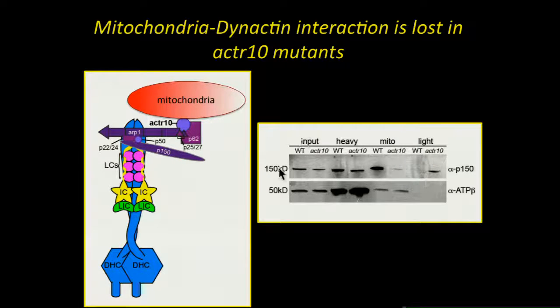When we look at the input, you'll notice that there's equal levels of P150 in wild type and ACTR10 mutant pools. This is similar in the heavy fraction. But when you look at the mitochondrial fraction, you'll notice that there's a strong reduction in the amount of P150 in the ACTR10 mutant pool, indicating that when you pull mitochondria down in this fractionation assay, in the absence of ACTR10, you're not able to pull down the dynactin complex as well. Importantly, this is not because P150 is being degraded, as it's just shifting over to a lighter fraction. So this tells us that ACTR10 is essential for binding mitochondria to the dynein-dynactin complex. The bottom is a mitochondrial loading control.